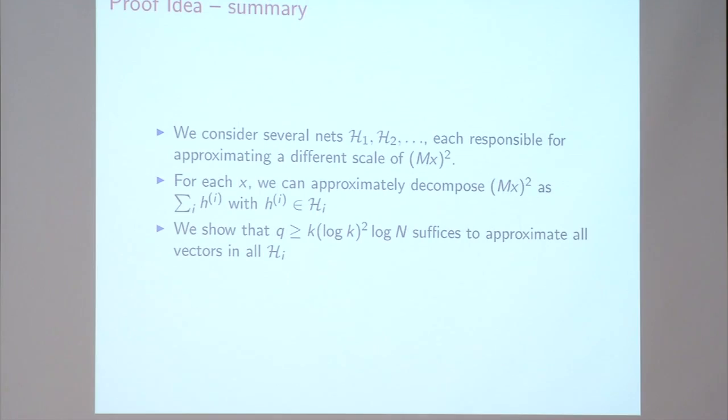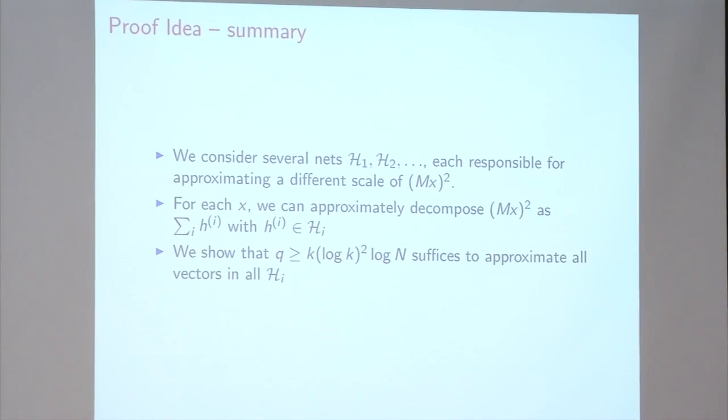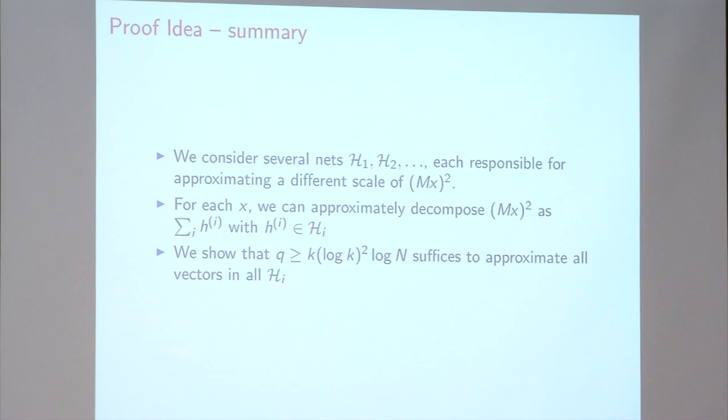But the way we do it is by constructing several nets. Each net is responsible for a different part of the vector. So we take the vector and write it as a sum of vectors, each one of a different scale. We take the peaked area, the area where it's roughly 1, the area where it's half, quarter, 1/8, and so on. And this is why we lose another log k, because there are log k nets here that we have to worry about. But at the end of the day, we show that if q is k log squared k log n, that q suffices to approximate all the vectors in all the nets simultaneously, and then we're done. Yes, that's the end of the proof overview.